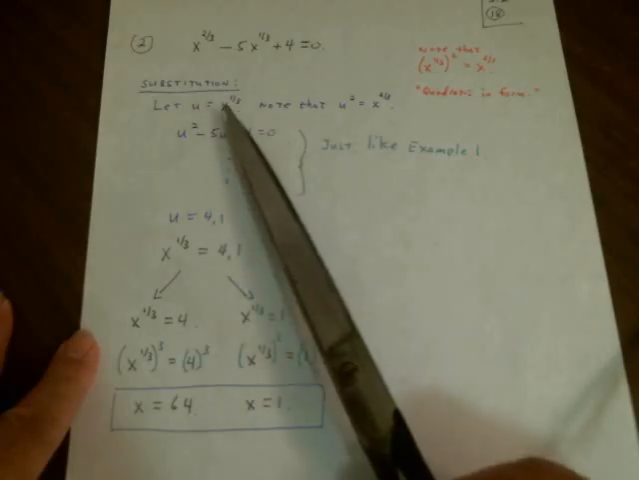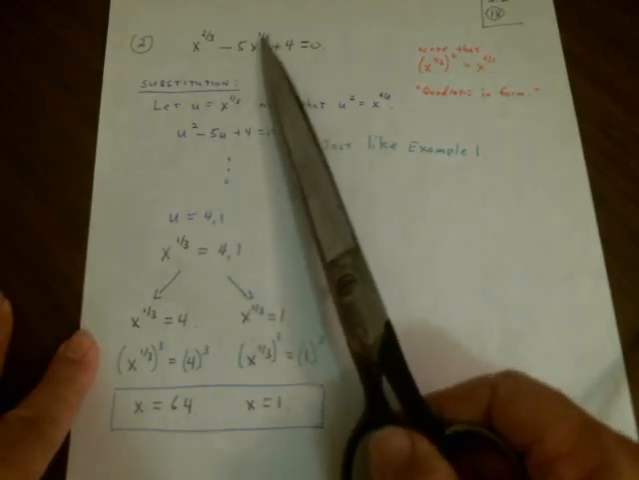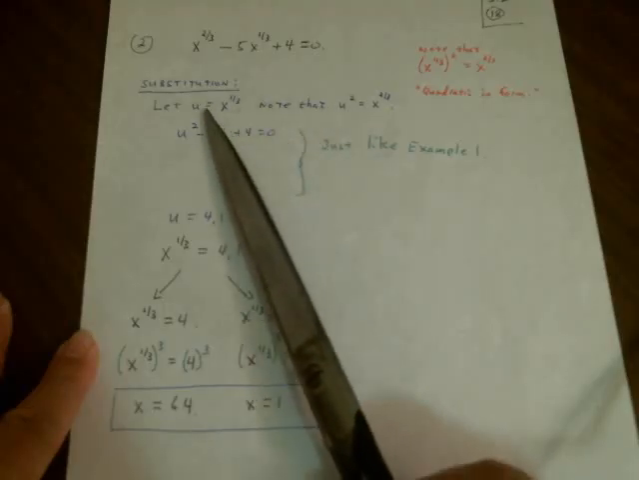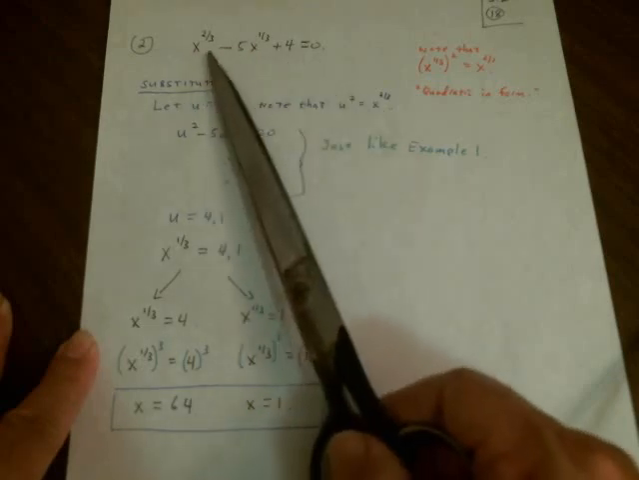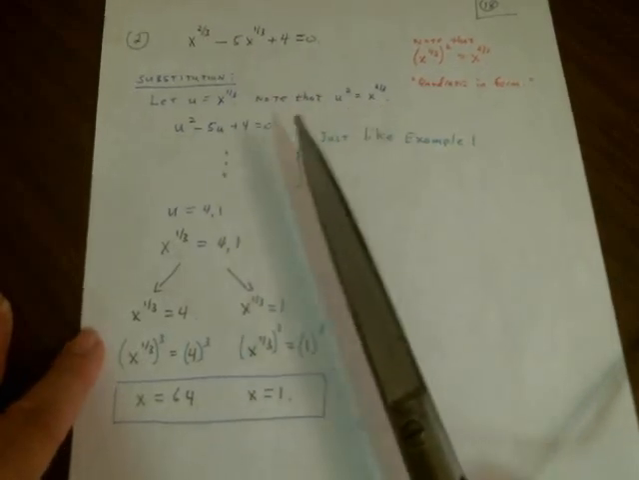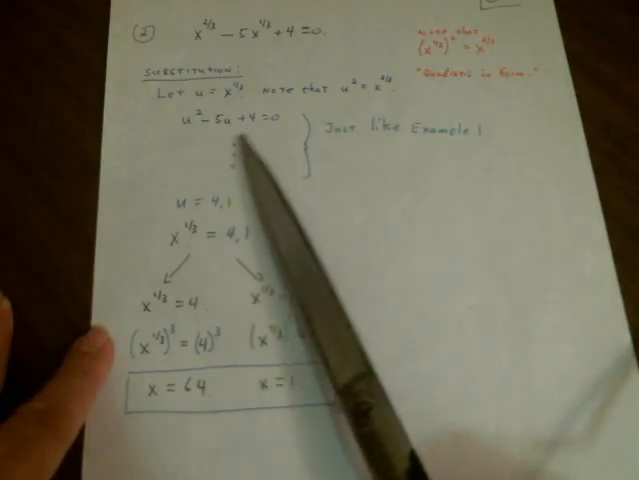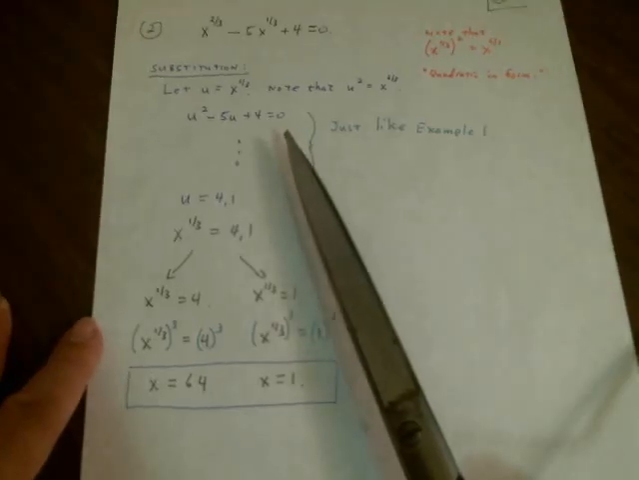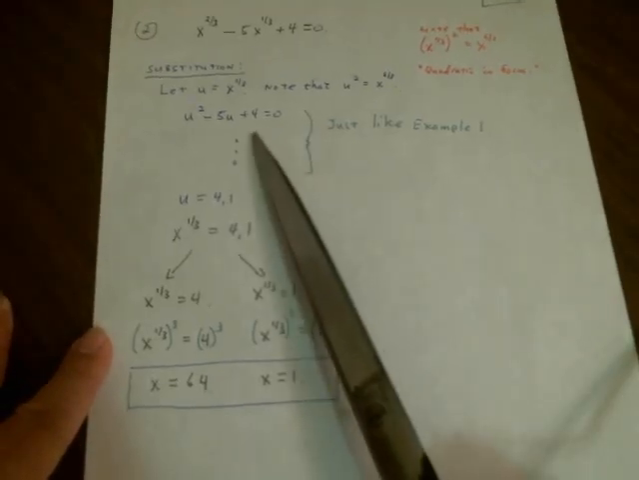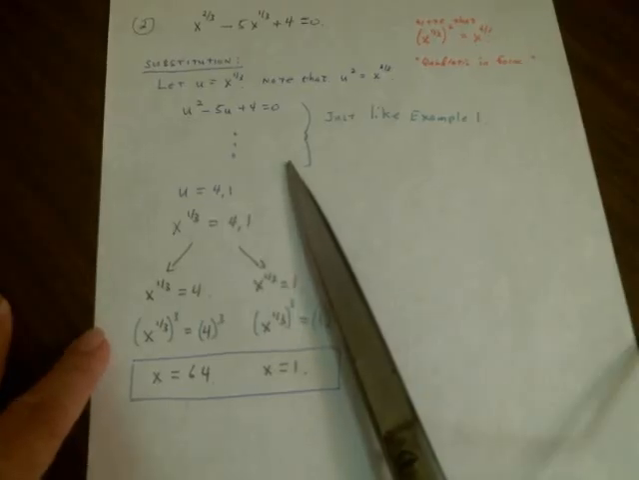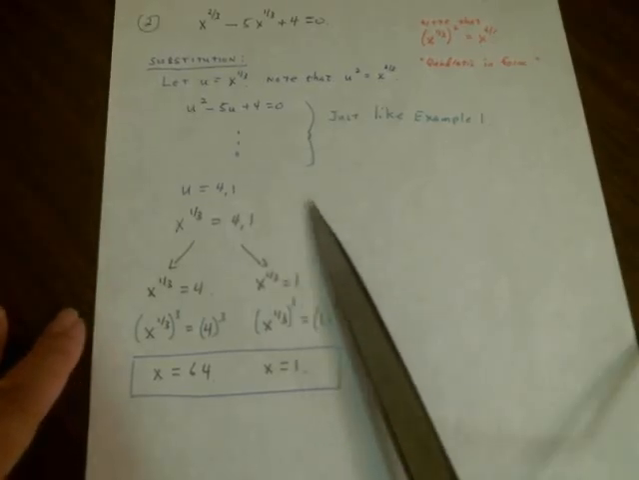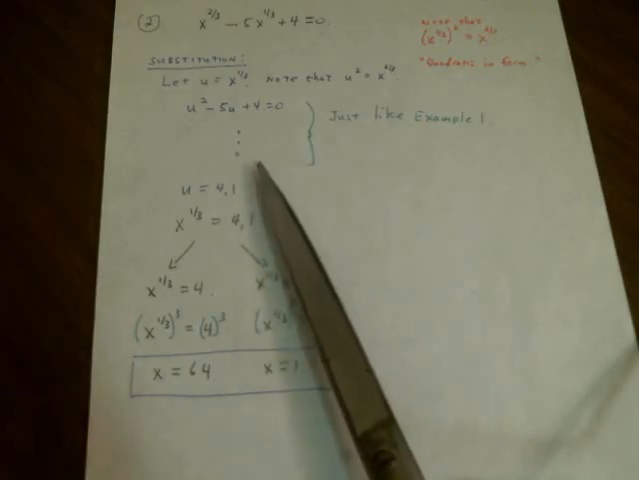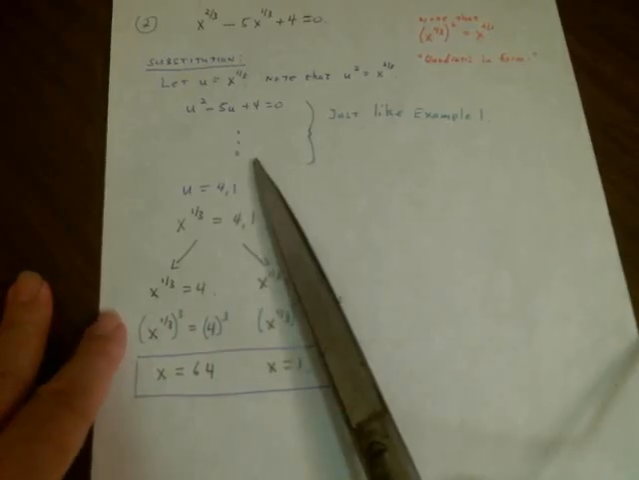Just as before, you let u equal the middle variable expression, and I always add the note: make sure that if I square both sides of my assignment here, I get back the first term, and I do. Now, with that, we have the quadratic u squared minus 5u plus 4, which is exactly the same quadratic we had in the first example. So I don't rewrite all that. You just go back to that first example we've just done, and when I get done with these, I'll bring back that first example so you have time if you didn't write it down.